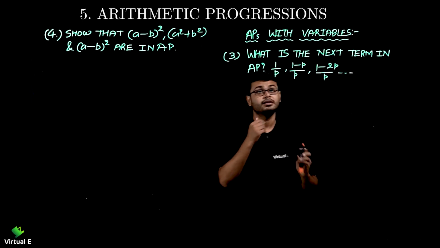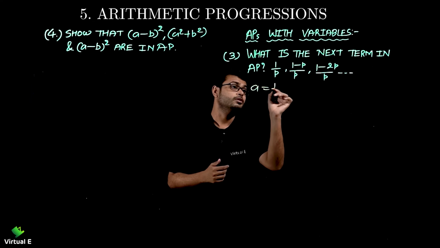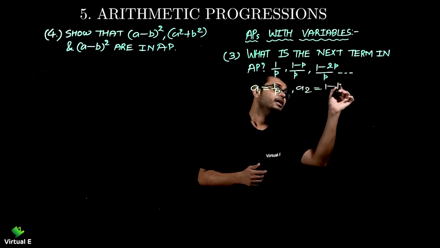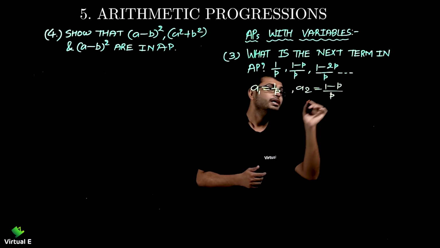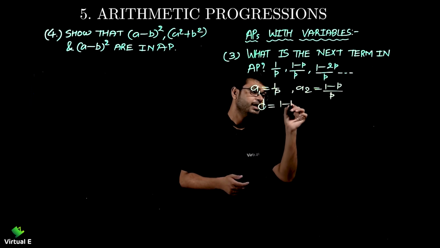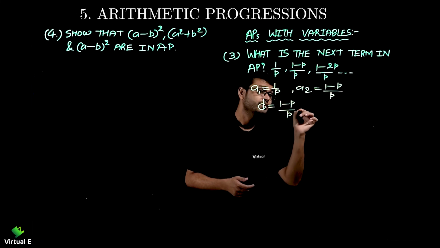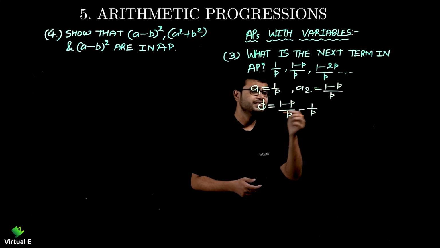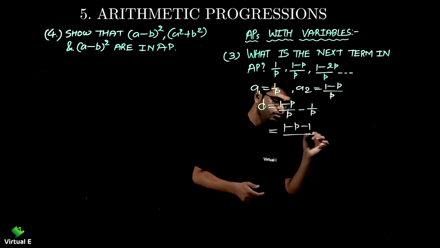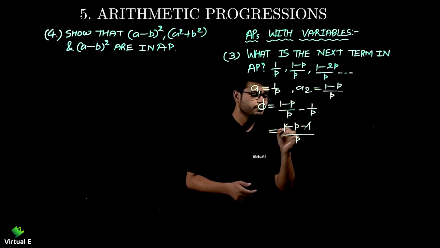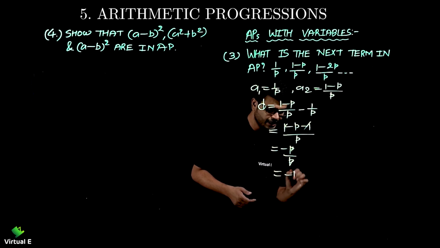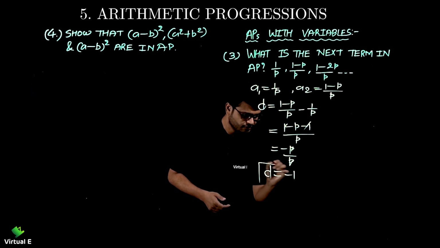Let's verify it. So first term a1 is equal to 1 upon p, right? And a2 is 1 minus p over p, right? First of all, let's find the common difference. How to get the common difference? Subtract them. 1 minus p over p minus 1 over p. So you can see that the denominators are equal. So 1 minus p minus 1 over p. Minus 1 plus 1 cancel. Minus p over p. p gets cancelled. So minus 1 is the common difference.